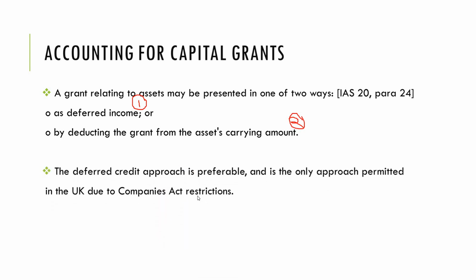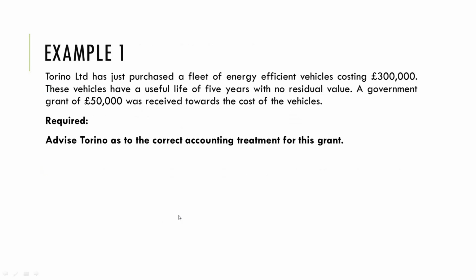Alright, but in the UK, the second method here is non-allowable. So we can only use the first method, which is the deferred income approach. Later on, we will see how we are going to use this deferred income approach to recognize our capital grant. Okay, this is the example.